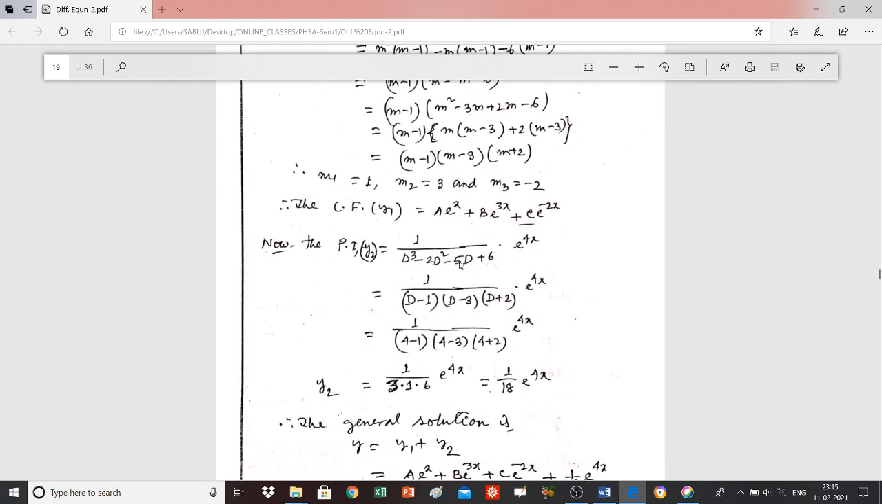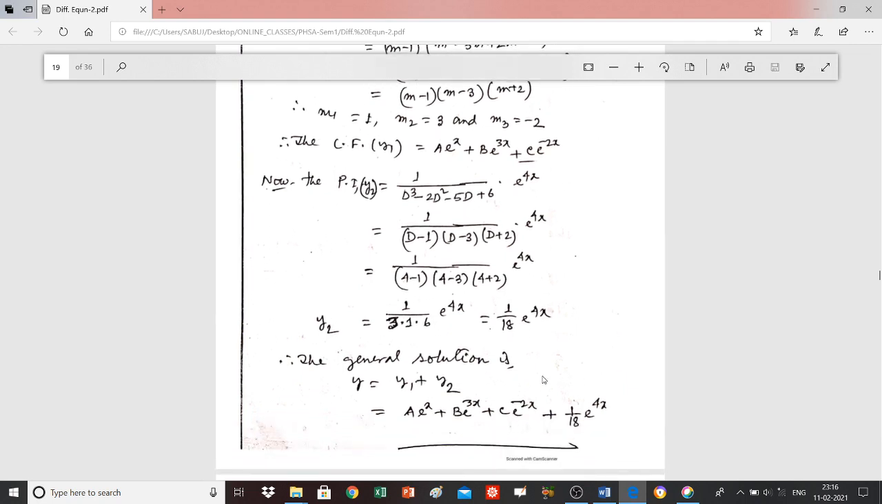And now you can factorize this in this way. You can write (D minus 1)(D minus 3)(D plus 2) e to the 4x, and this is just written here. So in this case, to simplify this, you need to replace this D by this 4. So that is here 4 minus 1, then 4 minus 3, then 4 plus 2, e to the 4x, and this will give you 1 by 18 e to the 4x. So the complete solution is the complementary function, which is this, and the particular integral, which is this.